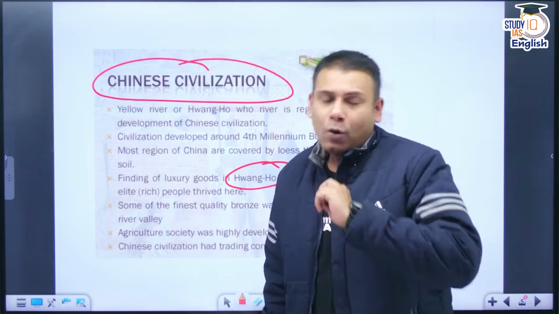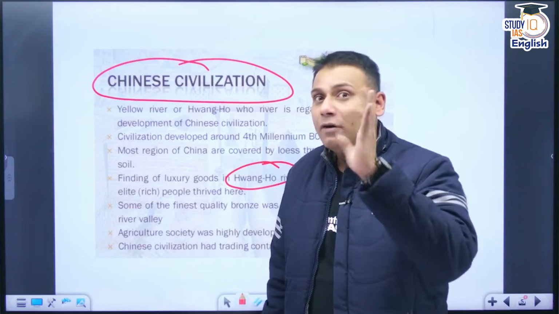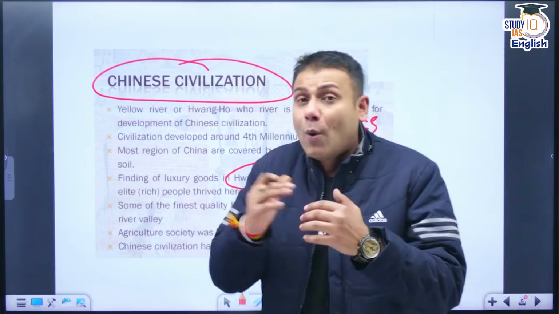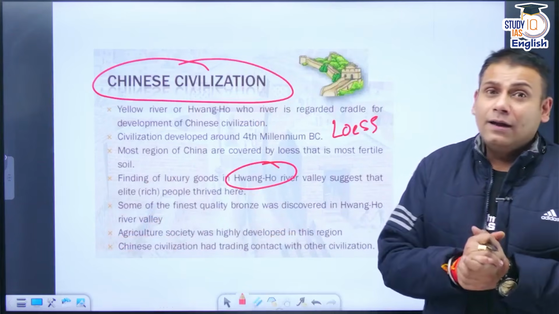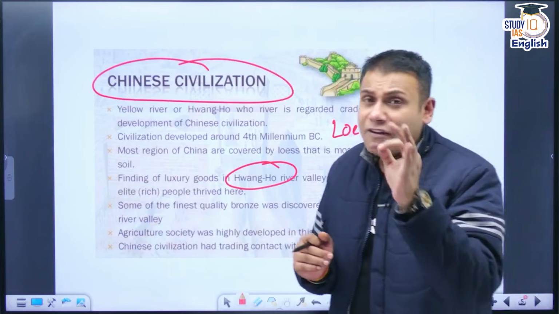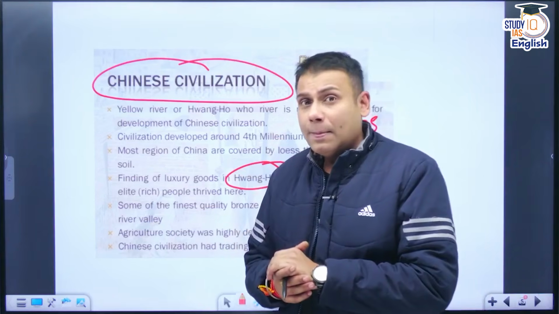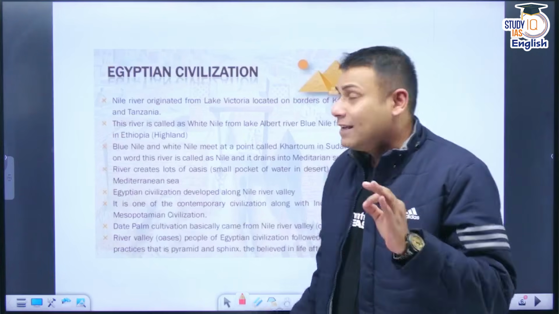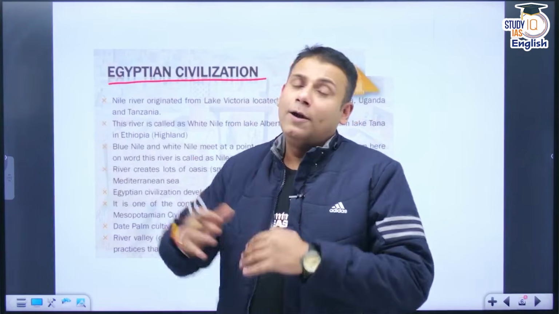Correct? Now, the soil on the banks of the river Wangho is quite fertile and it is referred to as loess. Loess basically means very fertile soil. Now, it is believed that fine quality bronze has been found from the site of Chinese civilization. Okay? And then comes Egyptian civilization. Egyptian civilization is located on the banks of the longest river of the world, that is the river Nile. Correct?